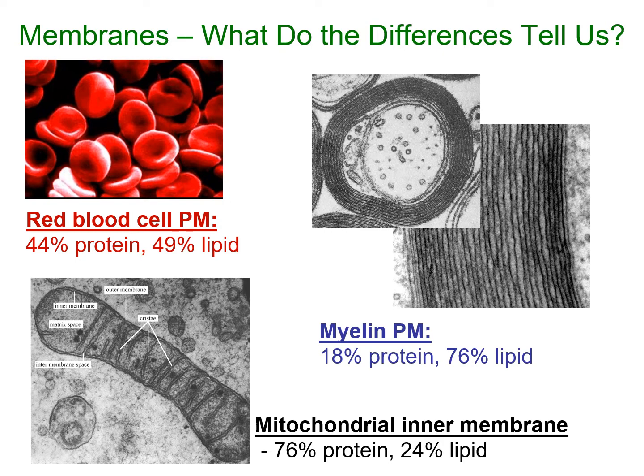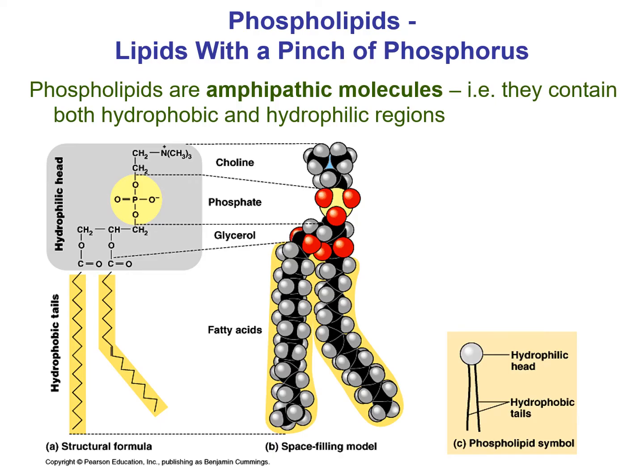So there's not a lot of protein in these regions because the cell is not going to be moving ions across the membrane in these myelinated areas. So instead we have lots of lipid that will insulate the cell and prevent the easy movement of materials across the membrane. So at this point, you understand the basic structure of the membrane.